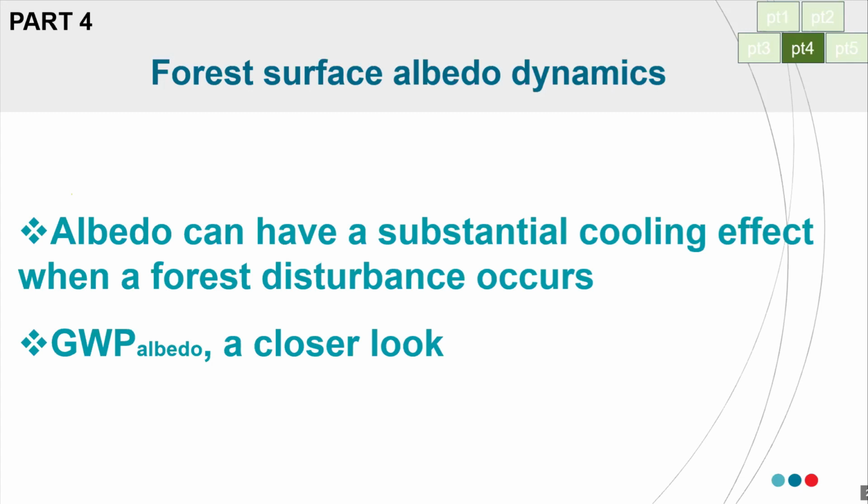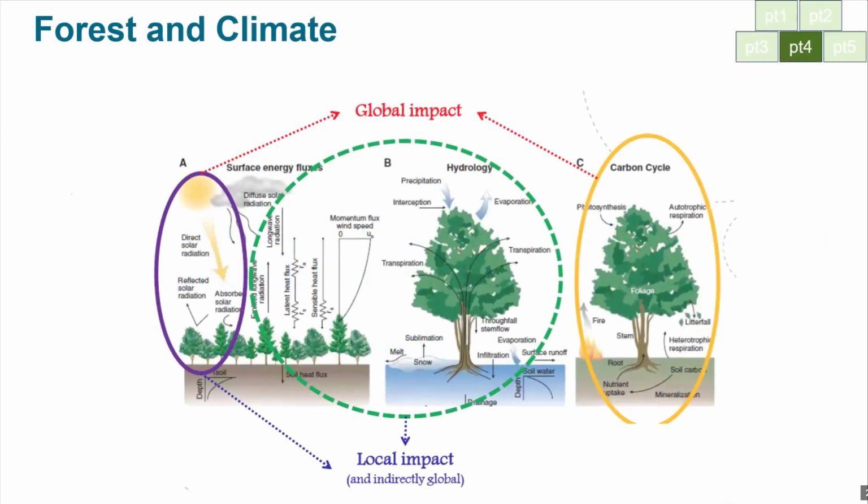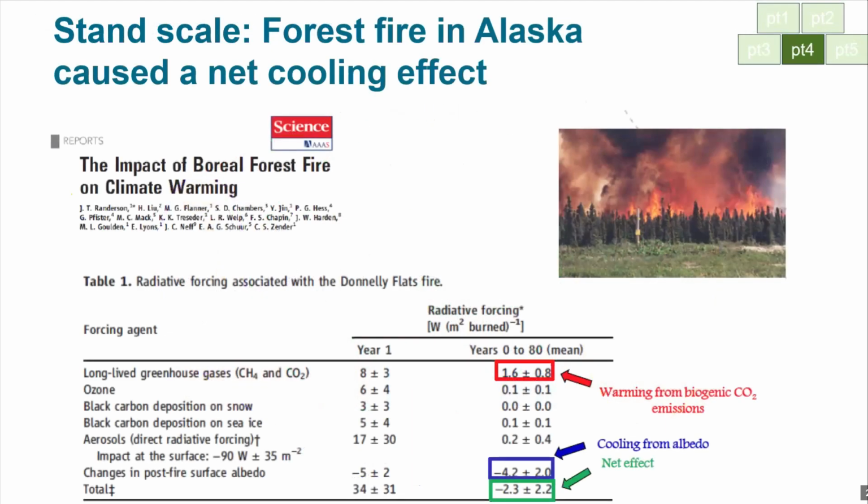So in a similar effect, GWP albedo: surface albedo dynamics can have a substantial cooling impact when a forest disturbance occurs, like a forest harvest. So thinking of the global impacts, the main drivers are the carbon cycle and then the direct solar radiation and how it reflects, and that's to do with surface albedo.